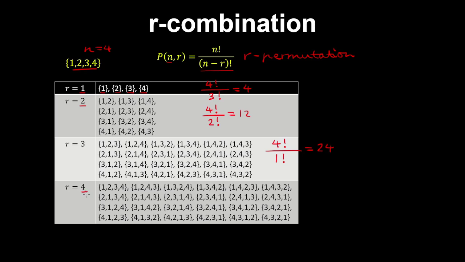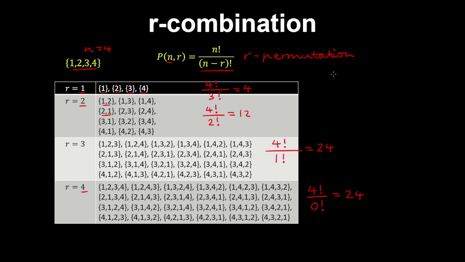And then when r equals 4, the number of ways we can arrange 4 distinct numbers is 4 factorial on 4 minus 4, which is 0, and 0 factorial is 1. So we get 4 by 3 by 2, which is also 24. So as we can see, for an r permutation, the order of the elements matters. So 1, 2 is not the same as 2, 1.